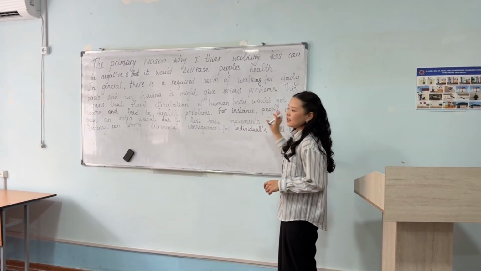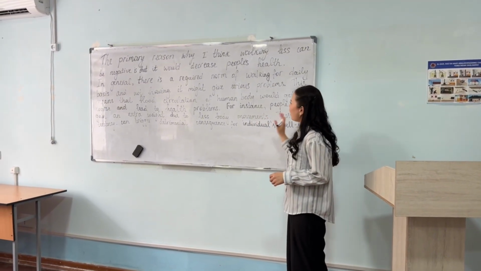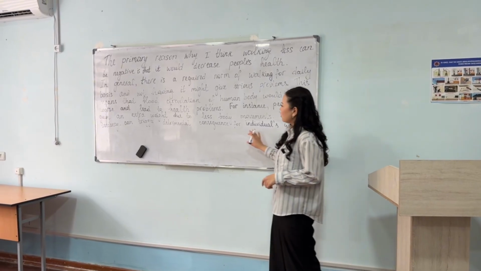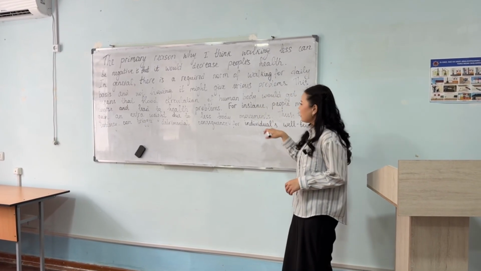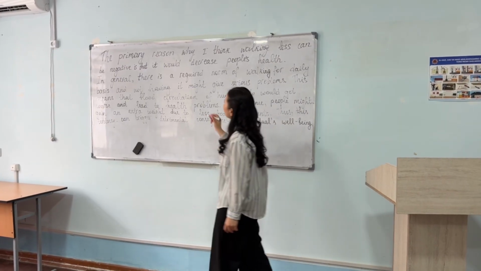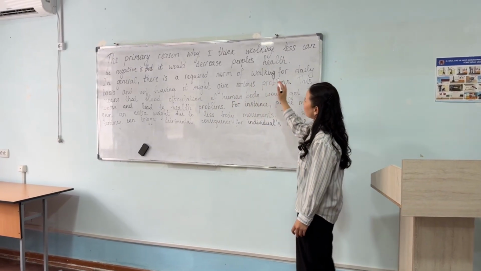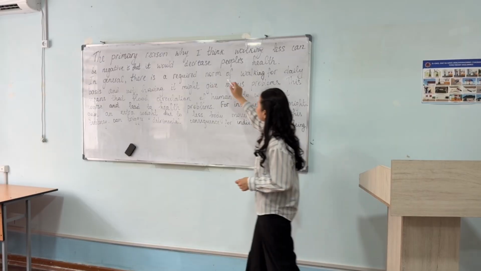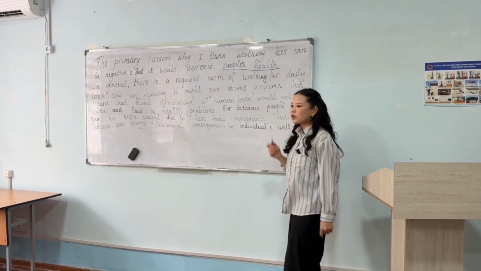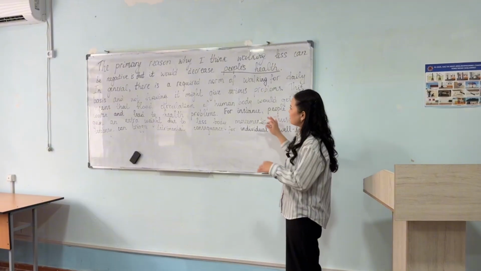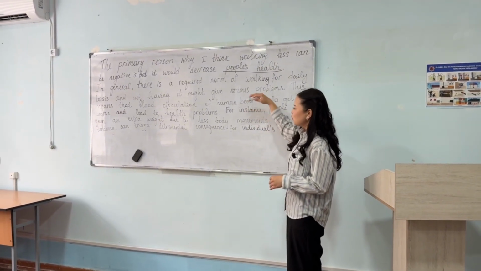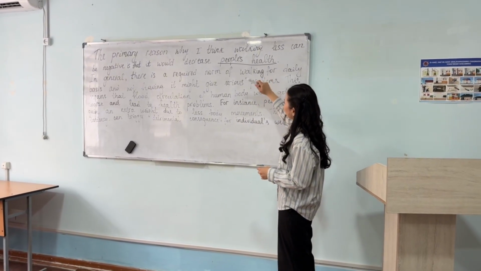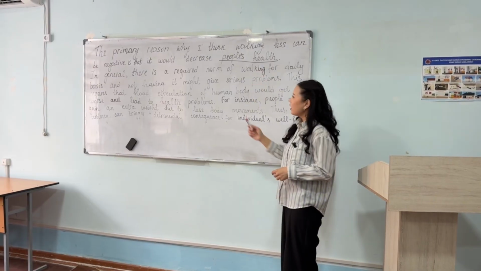Then let's analyze this paragraph one by one. What are the purposes of these sentences? As you can see, as I explained earlier, every sentence has a purpose. The first sentence: the primary reason why I think walking less can be negative is that it would decrease people's health. Here we are stating our point, the topic sentence, and it means that once you continue reading, you get information. What do I mean by people's health?